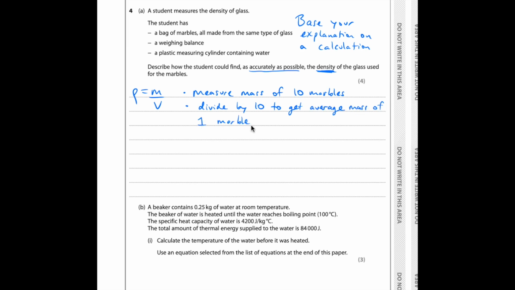Now what are we going to measure the mass with? With a mass top pan balance. And we also need to measure the volume. And again, if we do it of 10 marbles and then divide by 10.